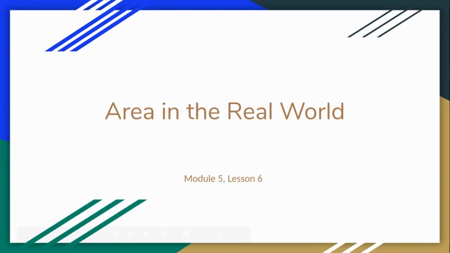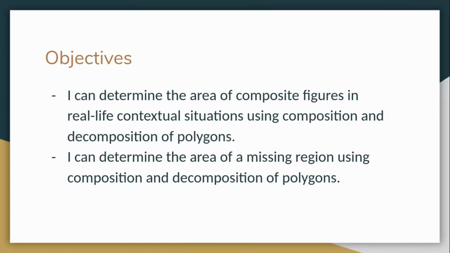Today we're applying our knowledge of area to real-world problems. We have two objectives today. They are that we can determine the area of composite figures in real-life contextual situations using composition and decomposition of polygons, and that we can determine the area of a missing region using composition and decomposition of polygons.